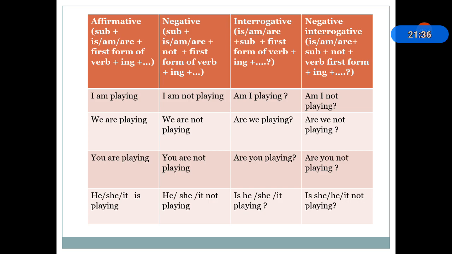Now next is negative interrogative. The rule for this is am, is or are plus subject plus not plus verb first form, and in the first form we add ing, plus the object and the question mark. Example: am I not playing? Are we not playing? Are you not playing? Or is she not playing? Is he not playing? Is it not playing?